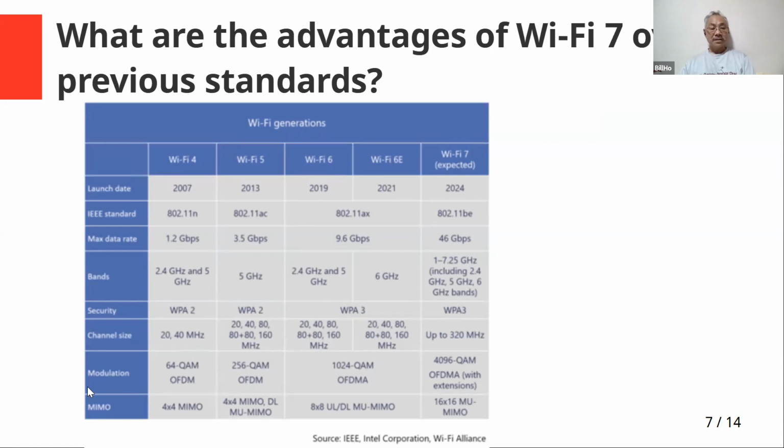Look at the modulations. Wi-Fi 4 has 64 QAM. Wi-Fi 5 has 256 QAM. Wi-Fi 6 is 1024. And Wi-Fi 7 went up 4 times to 4096 QAM. So with this, that means they pack more data per channel they transmit. That's why they increase the throughput so high, to 46 gigabit per second.